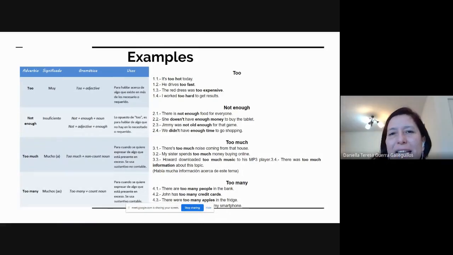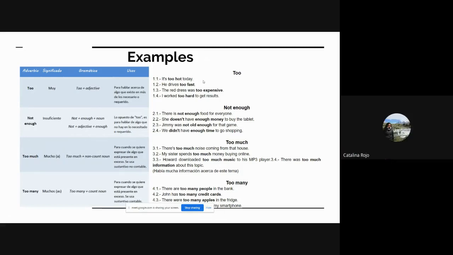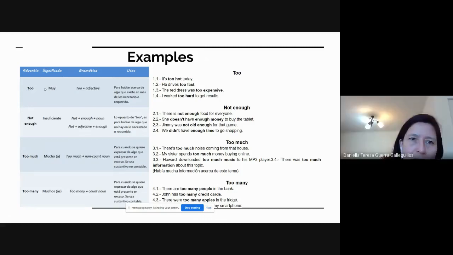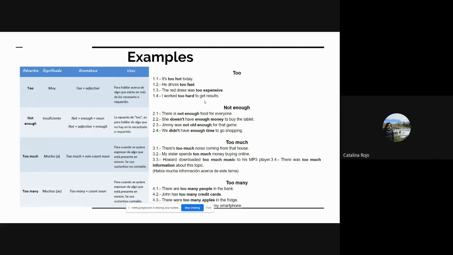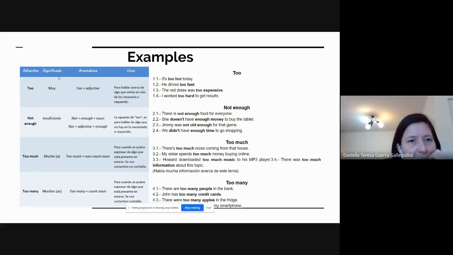Okay, so let's talk about examples and the explanation. Can you please read too with the meaning, the grammar explanation, the use, and the examples? The part of too. Can you try? The examples only, or everything?